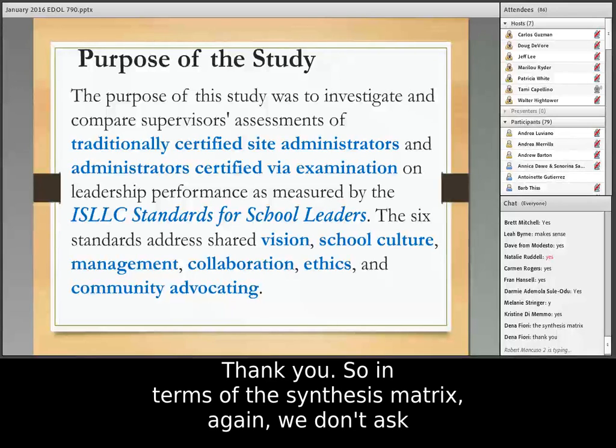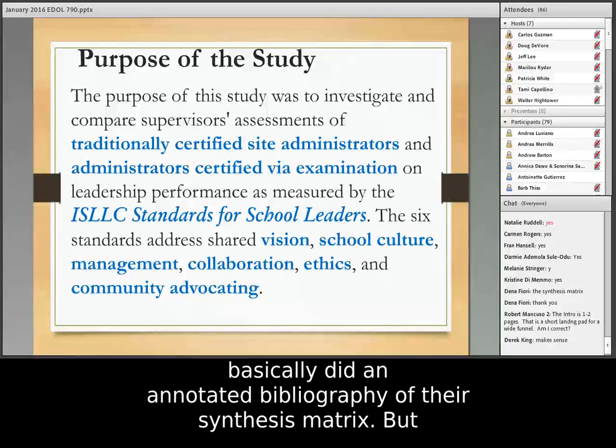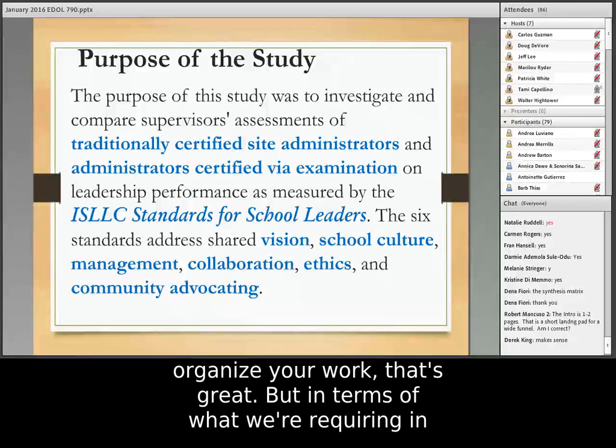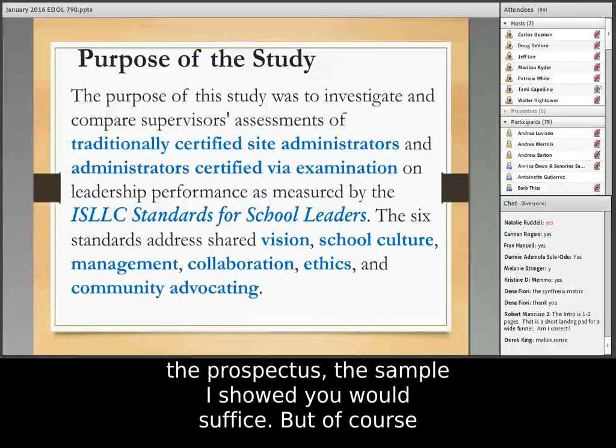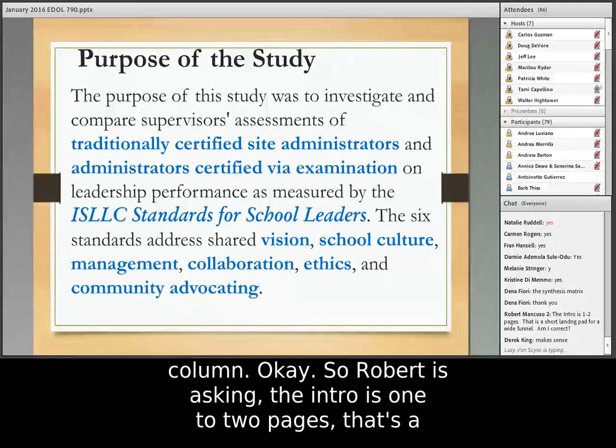So in terms of the synthesis matrix, again, we don't ask for an overly complicated synthesis matrix. I know some of our alphas basically did an annotated bibliography as a synthesis matrix, but that's not really necessary. If that's something you want to do to organize your work, that's great. But in terms of what we're requiring in the prospectus, the sample I showed you would suffice, but of course you're going to have a much longer list of literature in that left-hand column.